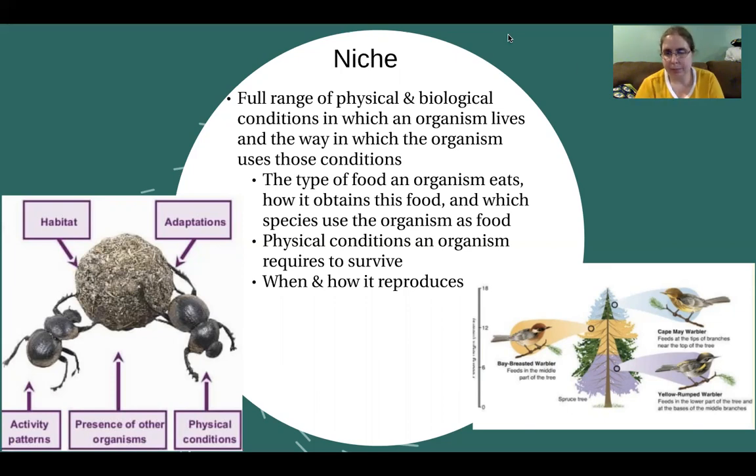So I'll give you some examples. Here we have 3 types of warbler. Now they're all related, they're all warblers, but they live in different parts of the tree. So that's something that they don't have to compete for. They don't have to compete for territory. They might compete on some levels for food, but not a whole lot because, again, they're looking at different parts of the tree. This one's going to feed more so from the top. This one's going to feed and live more so in the middle. This one's going to feed and live more so near the bottom.